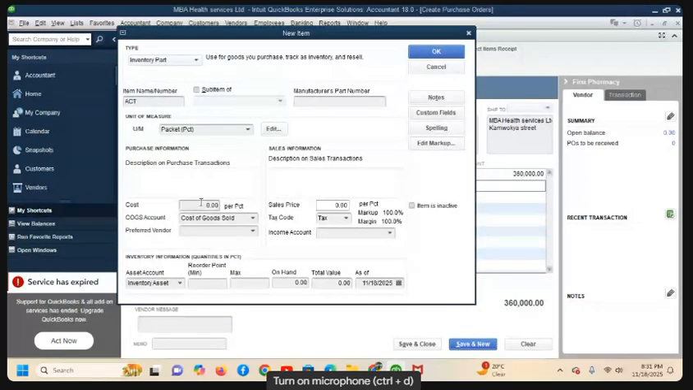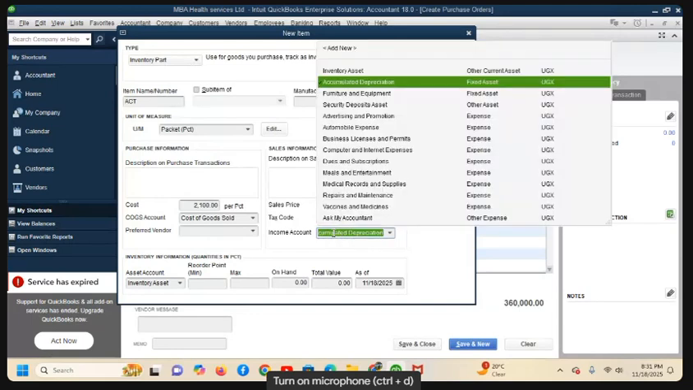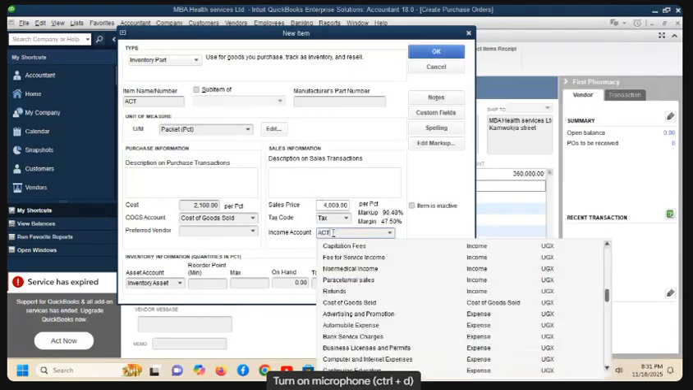So what is the cost of a packet when you are buying? 2,100. And when you are selling, you always sell it at what? At 4,000. So the income account, we are going to have what we call ACT.